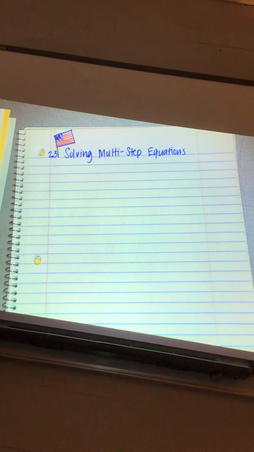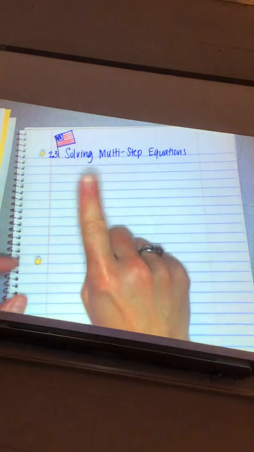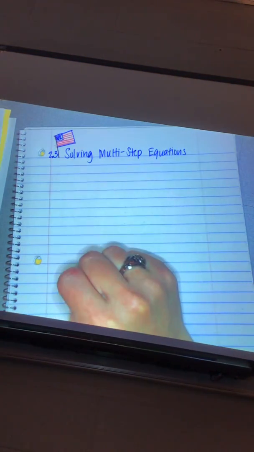So one of those freedoms is a freedom of education. So we are going to get our freedom of education on tonight, and we are going to head into part 3 of our lessons on solving equations. And we did the 1-step, we did the 2-step, and now we're going to do the multi-step. All right, so let's just jump right in.